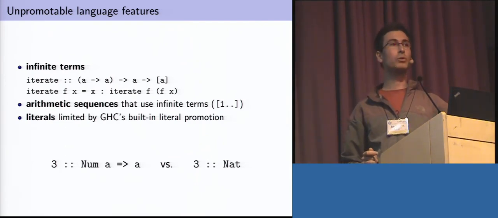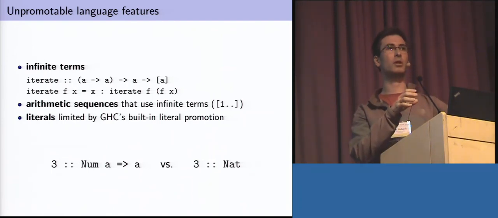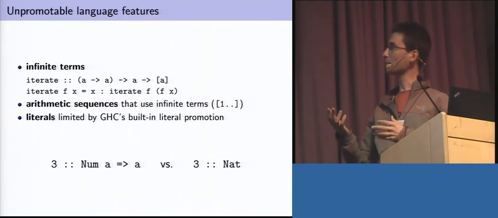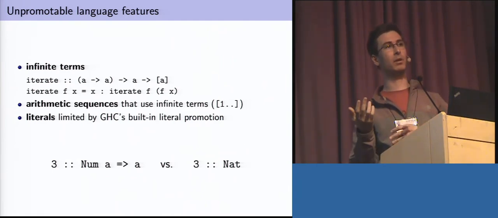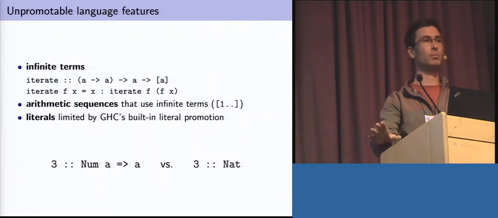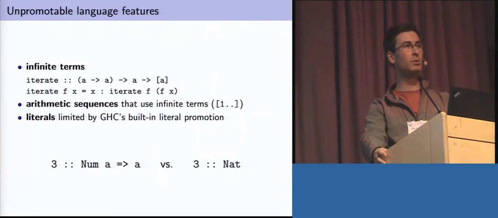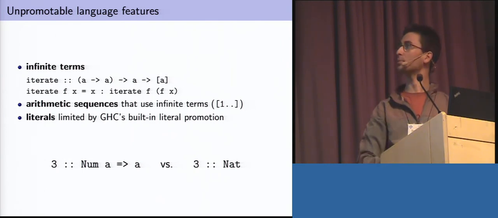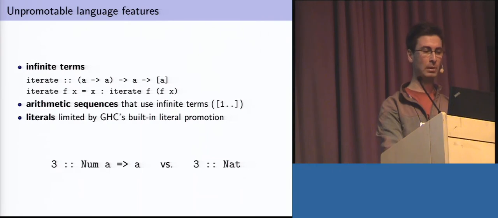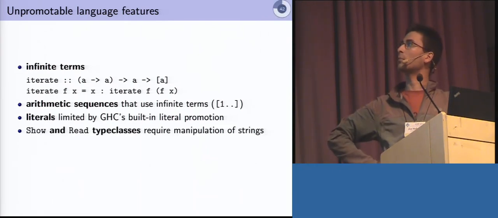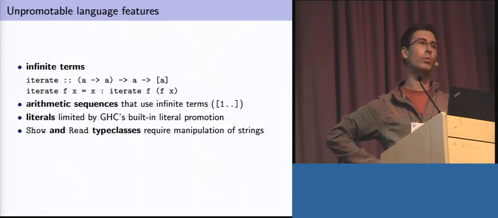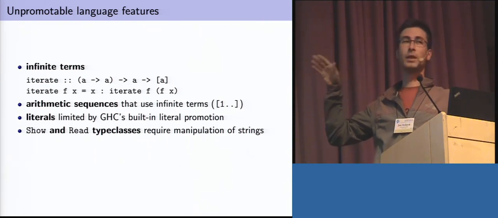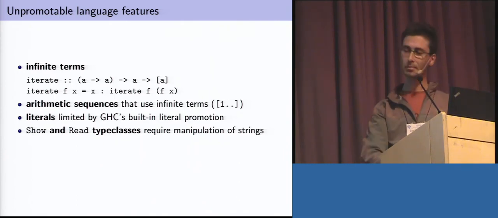Similar problems are encountered with strings, because at the term level, strings are a list of characters, and they can be decomposed. Each character can be inspected, whereas at the type level, string literals are atomic. They cannot be decomposed, so any term level function that decomposes strings and inspects the single characters will fail to promote. And obviously, if we have such problems with strings, then the show and read type classes that require manipulation of strings will also not work. I haven't spoken about promotion of type classes here, but we do promote type classes.